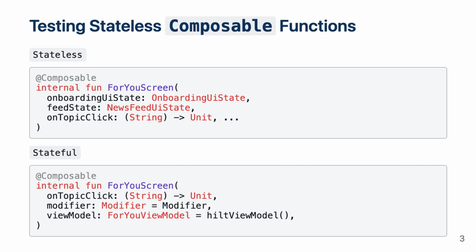The second type is a composable function that receives a view model as an argument. This function observes the view model's state and redraws itself according to its changes. We call these functions stateful. In UI tests, we focus on stateless composable functions because changes in UI state caused by the view model are tested in the view model itself.